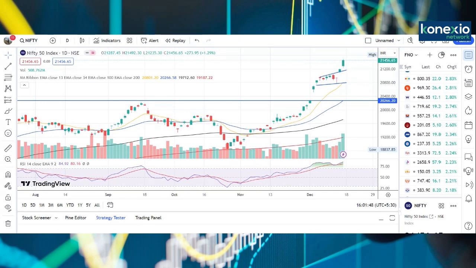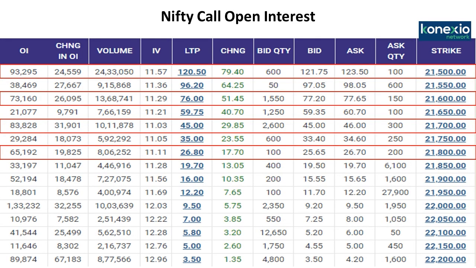So, friends, now let us discuss the derivative data of Nifty calls. You will see on the screen in Nifty calls, you can clearly see the action was seen in 21,500 calls, 21,600 calls, 21,700 calls, and 21,800 calls. As discussed, looking at the technical patterns, 21,800 could act as a major resistance for next week.